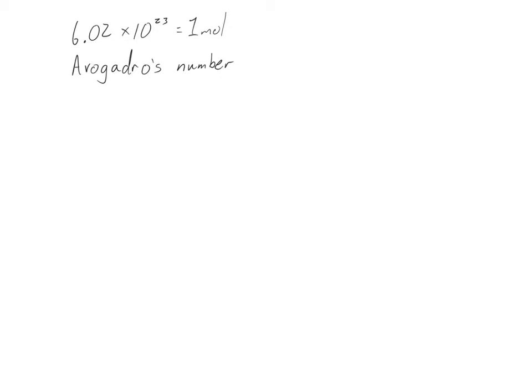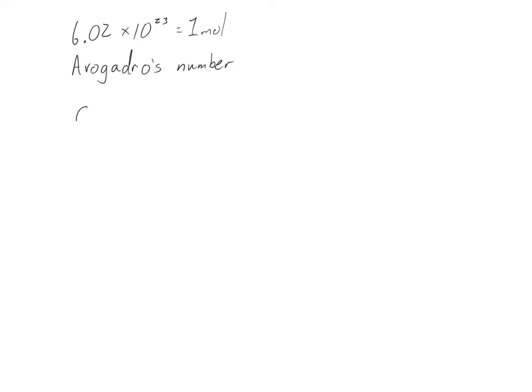So where did this number come from? Why is it such kind of a random number? Why didn't we just use 1 times 10 to the 23rd? Why is it 6.02 times 10 to the 23rd? There must be something kind of unique about that number that helps us out. So let's see what that is.